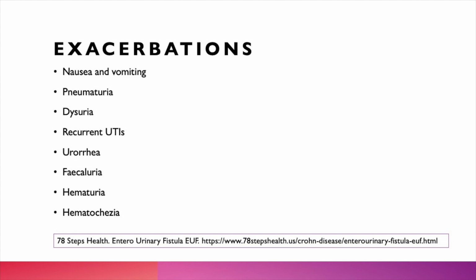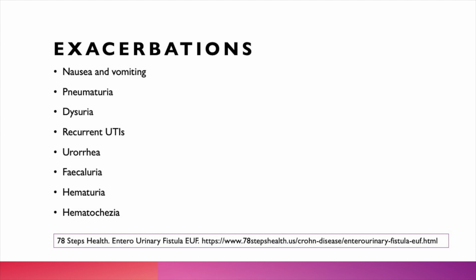What are the common exacerbations? Nausea and vomiting, which are noted because it involves the stomach and the duodenum. Pneumaturia, air is found in the urine. Dysuria, a burning pain sensation while urinating. Recurrent UTIs.